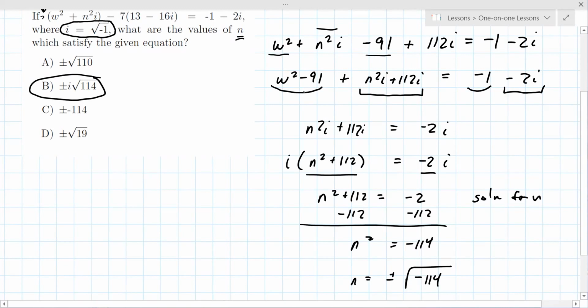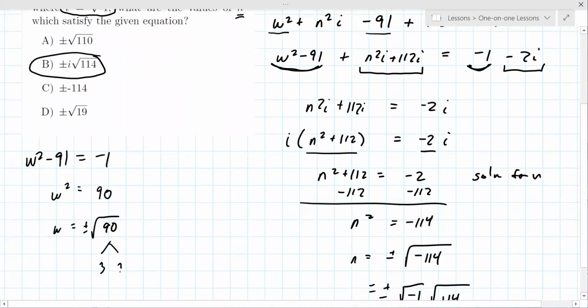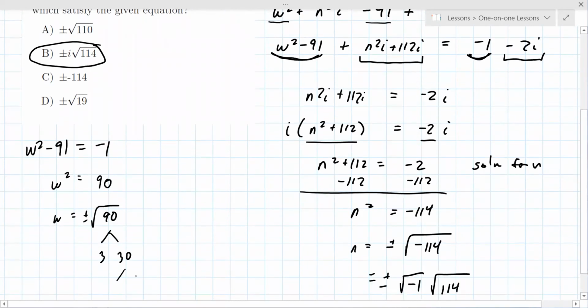Now, let's do this other part of the problem. Let's do this w squared minus 91 equals -1. That's the real part here. So if you add 91 to both sides, what does it become? 90. Okay. And then when you take a square root, it's plus or minus the square root of 90. This does reduce. So it's 3 and 30, 3 and 10. So it's plus or minus 3 square root 10.